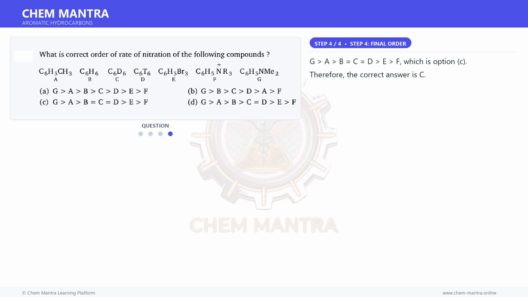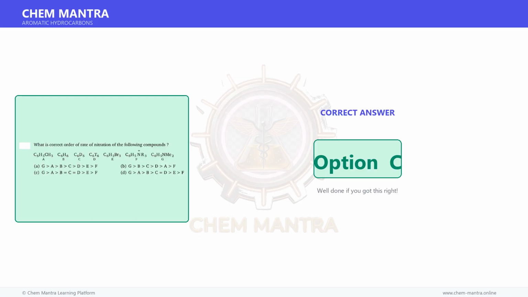And for the final step, G, A, B equals C equals D, E, F, which is option C. Therefore, the correct answer is option C.